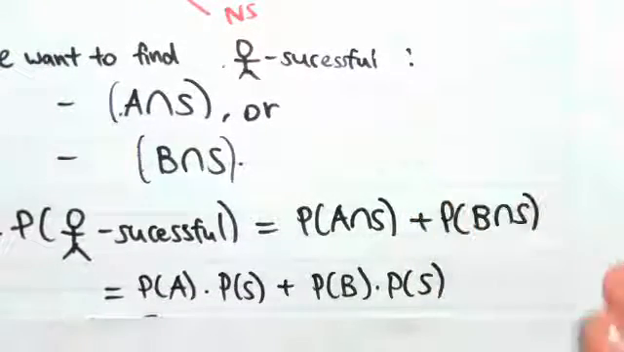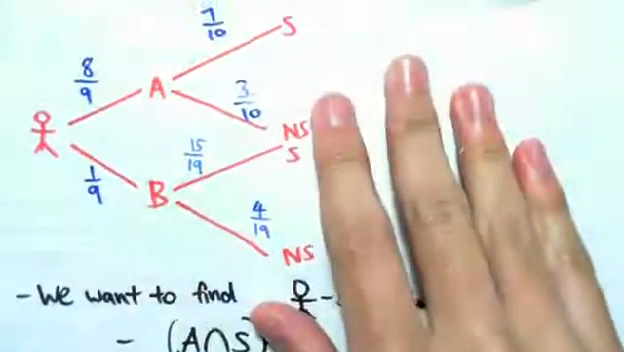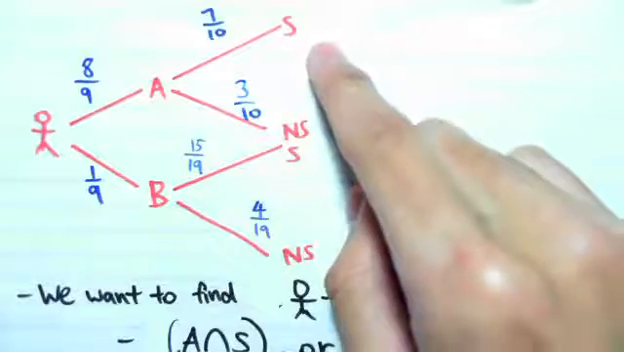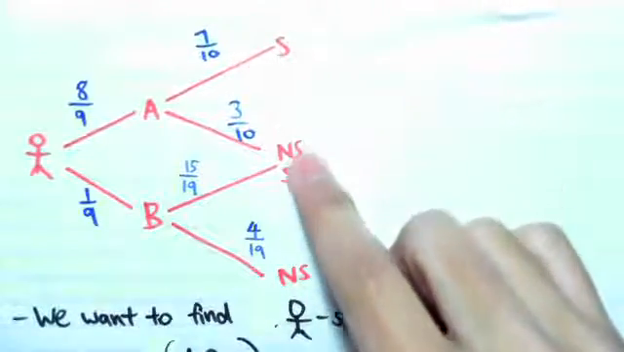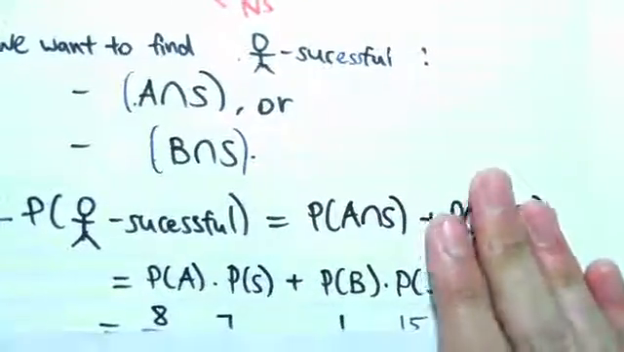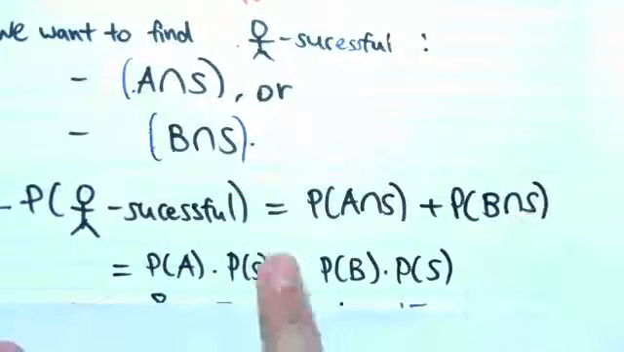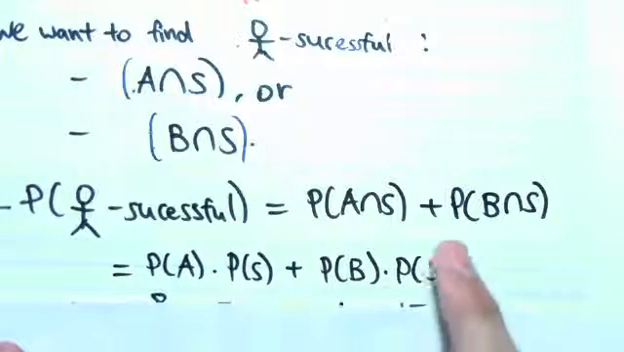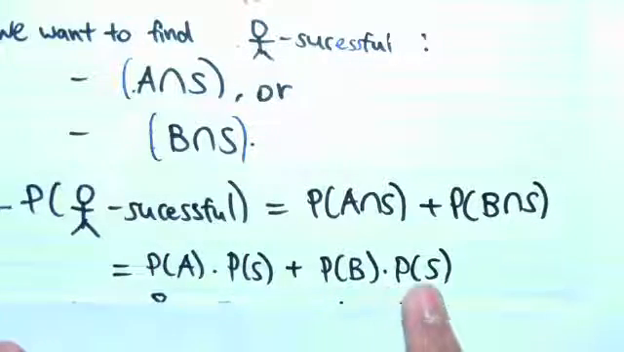So now we can use the multiplication rule, because the event at which the patient gets treatment A or B does not affect the chance of the patient becoming successful or not successful. So we can therefore use the independence multiplication rule from the last video. That means that P of A intersection S is equal to P of A times P of S, and P of B intersection S is equal to P of B times P of S.